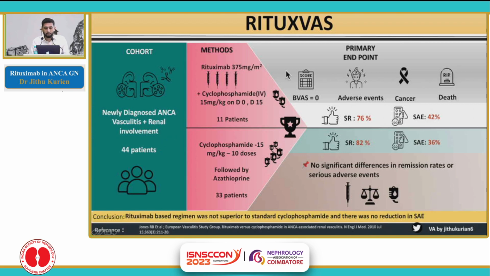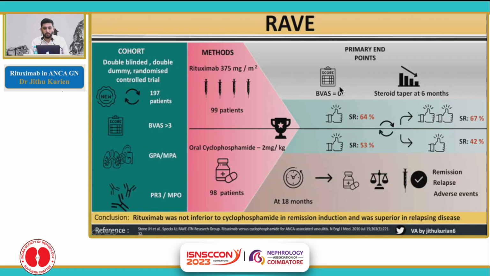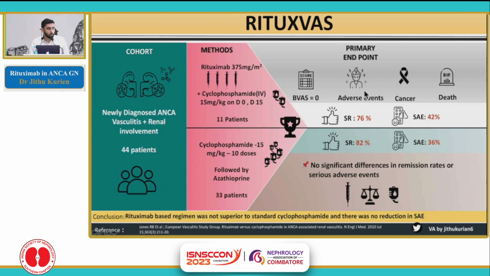patients. The first arm had rituximab at a dose of 375 milligram per meter squared weekly for 4 weeks, and it was combined with cyclophosphamide at a dose of 15 milligram per kilogram on day 0 and day 15, that is 2 doses. The second arm had cyclophosphamide at a dose of 15 milligram per kilogram, and they were given for 10 doses. So the end point was a BVAS score of 0 at the end of 6 weeks. They also tried to see what the rates of adverse events, cancer, and death were.